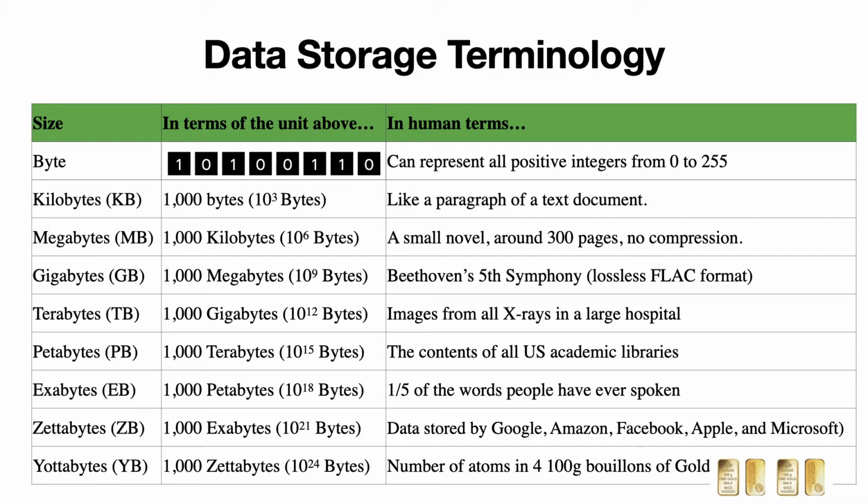And yottabytes, this is the biggest unit that is officially standardized. It's 1000 zettabytes, so it's 10 to the 24 bytes. Basically you can think about the number of atoms that you can find in 4 billion gold, 100 gram billions of gold.